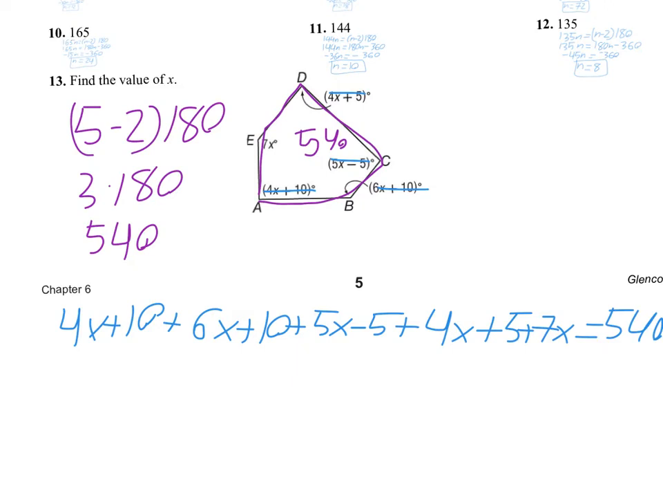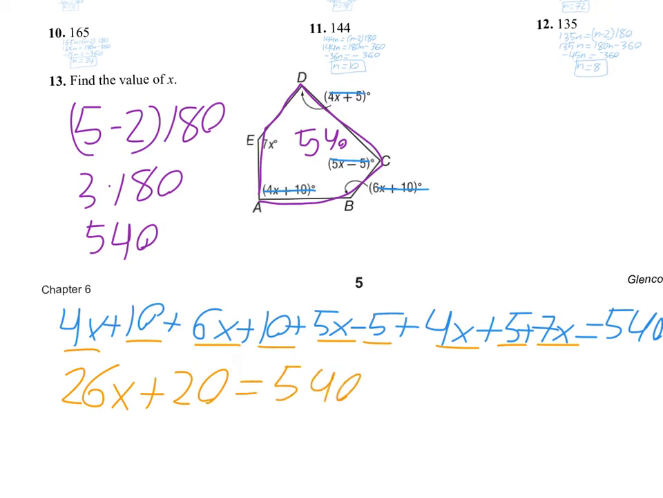Combine some like terms. 4x, 6x, 5x, 4x, 7x adds up to 26x. 10, 10 minus 5 plus 5 is 20, so plus 20 is equal to 540. Subtract 20 from both sides. 26x is equal to 520. Divide both sides by 26. x is equal to 20.